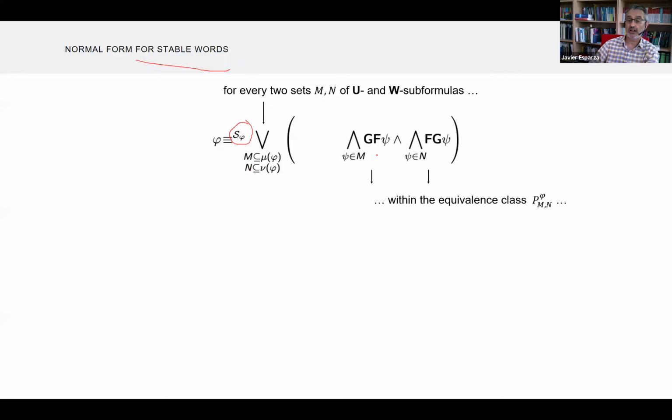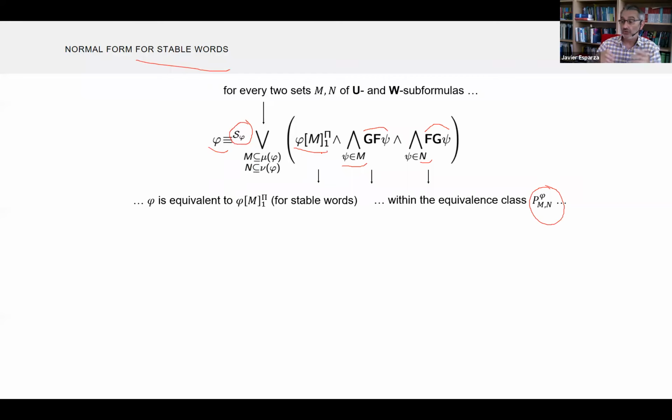And then we are going to have these formulas telling us that we are in this equivalence class, that the formulas of M hold infinitely often and the formulas of N hold almost always. This is what this is telling us, right? So this means we are within the equivalence class. And then there we know that phi is equivalent to this. Okay? So this is it. This gives us the normal form for stable words.